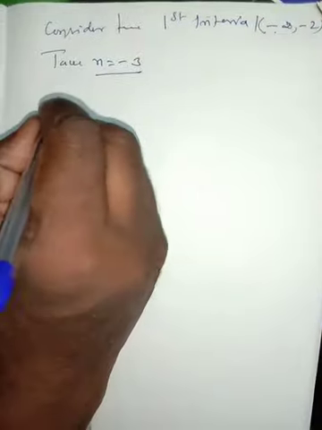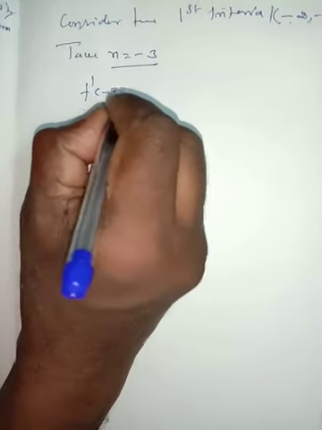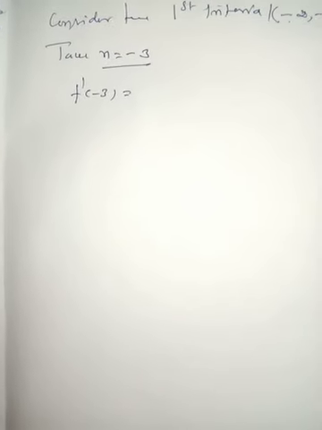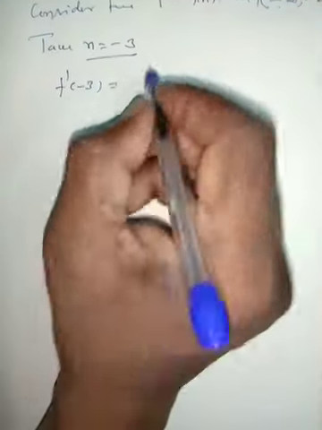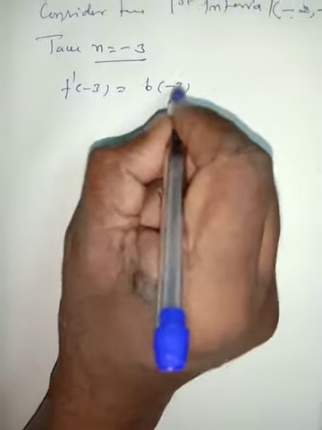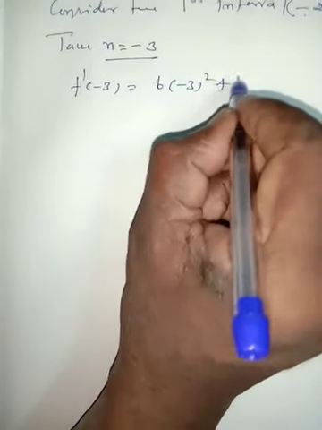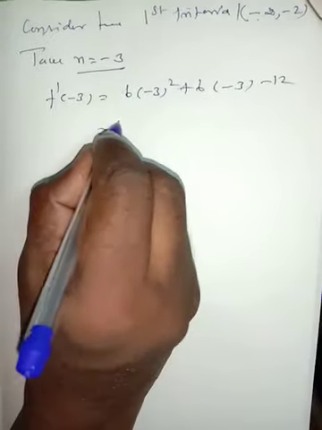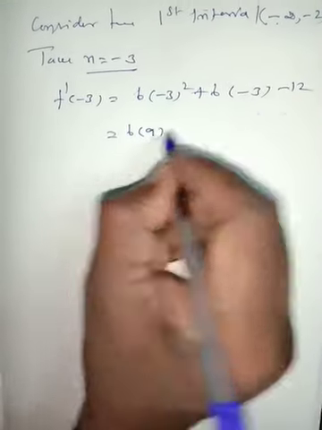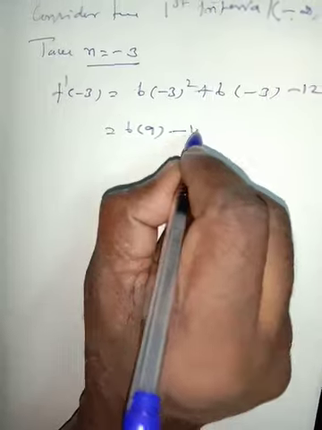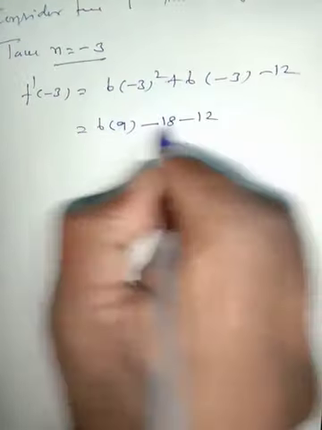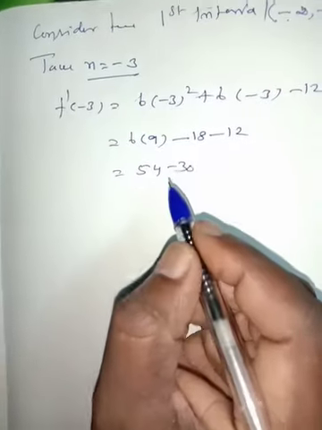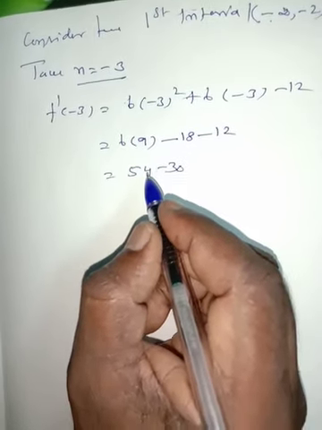F dash of minus 3 is equal to 6 into (minus 3) whole square plus 6 into minus 3 minus 12. This means 6 into positive 9 minus 18 minus 12 is equal to 54 minus 30. 54 minus 30 is 24.